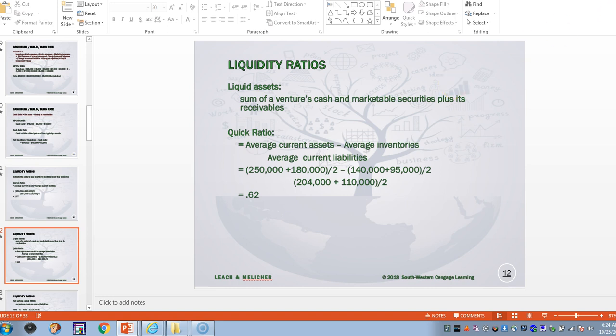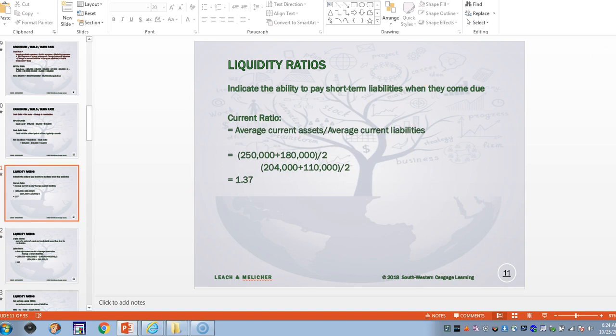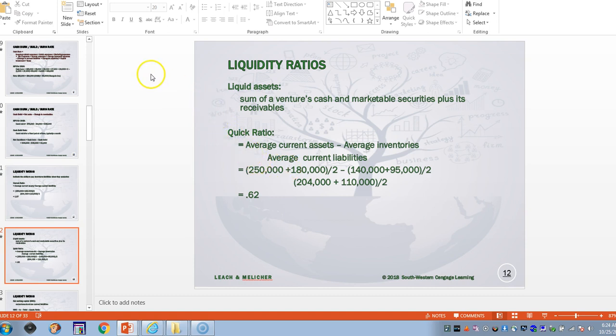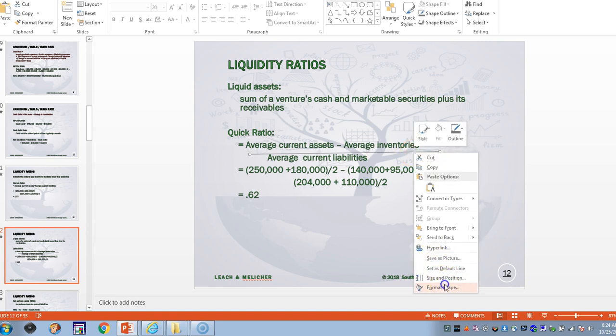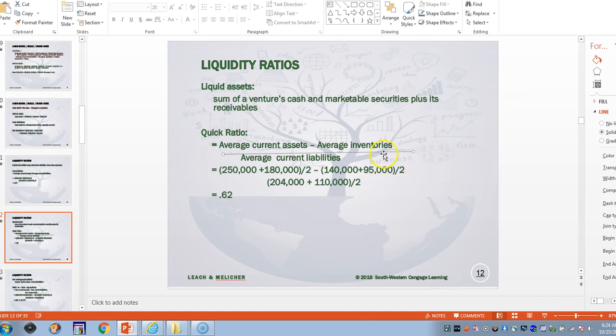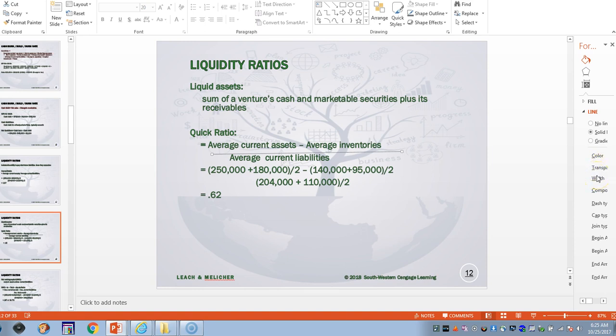And what I should do is fix these, right? And let me go back here. Put a line here, right? Like that, let's fix those once and for all. And I want to make that thicker if I can. All right, we'll do that later. We'll make it thicker later. But anyways, average current assets minus average inventories over average current liabilities, and you notice they divide everything by 2 here.